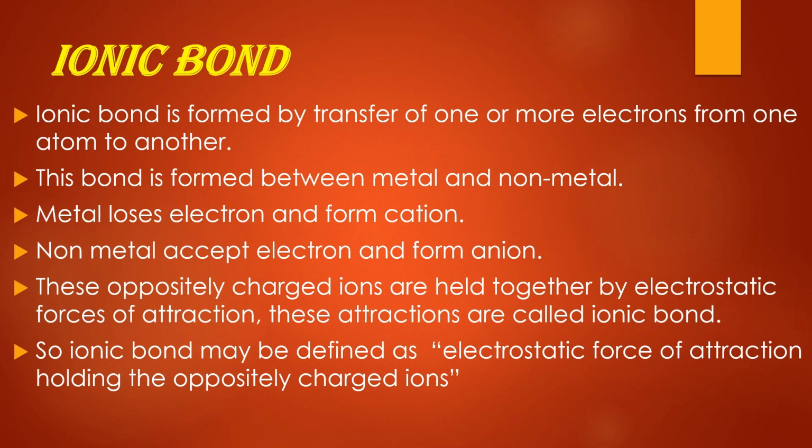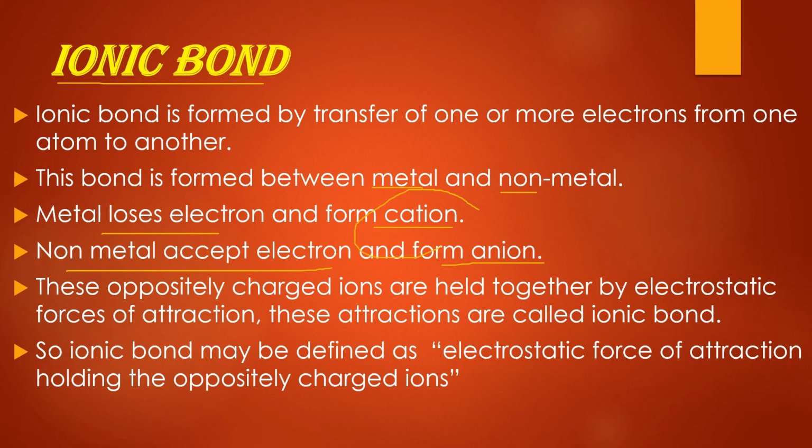Now the next topic is ionic bond. Now what is an ionic bond? An ionic bond is formed by the transfer of one or more electrons from one atom to another. It means one atom gives electrons and the other one takes these electrons. This bond is formed between a metal and a non-metal. Metals have a tendency to lose electrons, hence they form positively charged ions or cations. Non-metals have a tendency to accept electrons and they form anions or negatively charged ions.